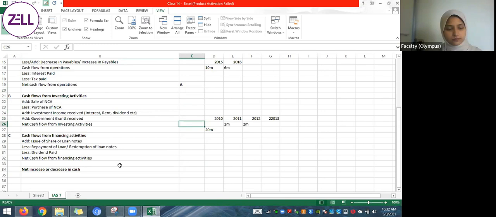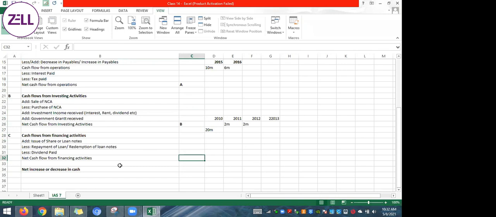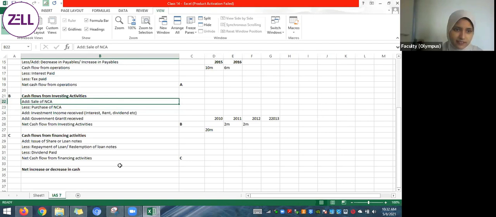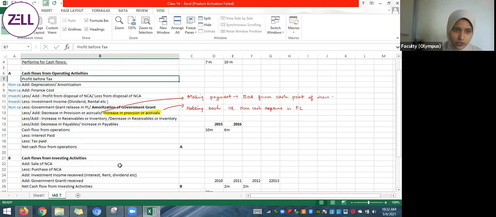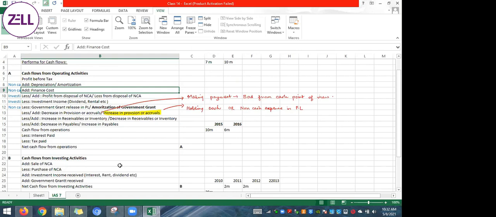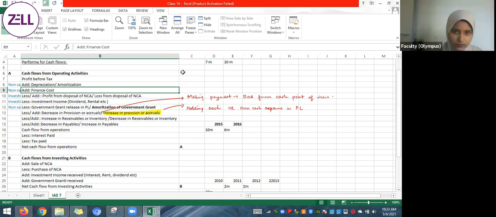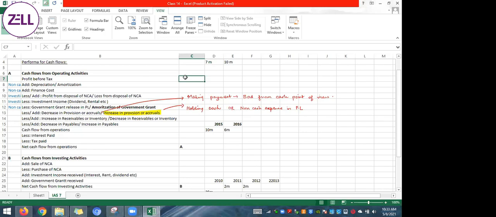Ma'am, in investment activities, we'll deduct all the amounts from profit before tax, right? No, I didn't understand. In investing activities, what? We'll deduct all of these amounts from profit before tax, right? Not in investing activities, in operating activities, you have a profit before tax figure to which you make the adjustments. The adjustments are all made to this PBT figure. Okay, yeah, thank you.